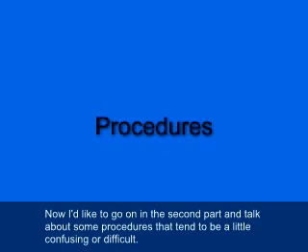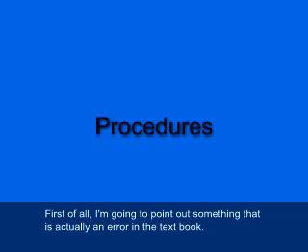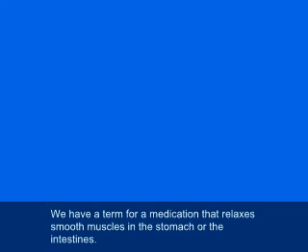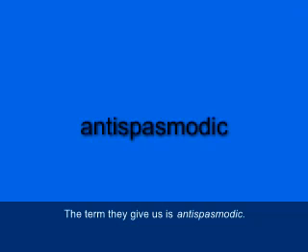Okay, that covers the tricky pathologies in this chapter. Now I'd like to go on in the second part and talk about some procedures that again tend to be a little confusing or difficult. First of all, I'm going to point out something that is actually an error in the textbook. We have a term for a medication that relaxes smooth muscles in the stomach or intestines. And the term they give us is antispasmodic.